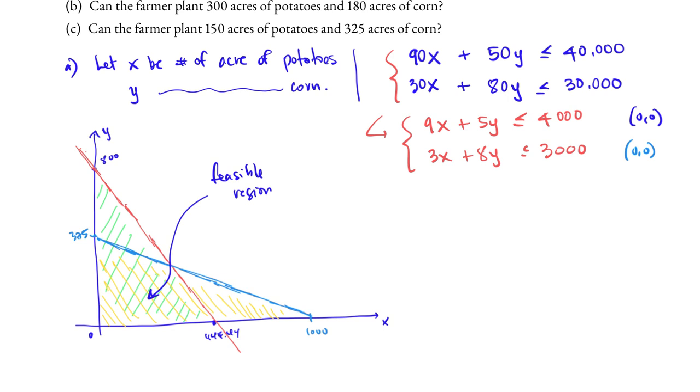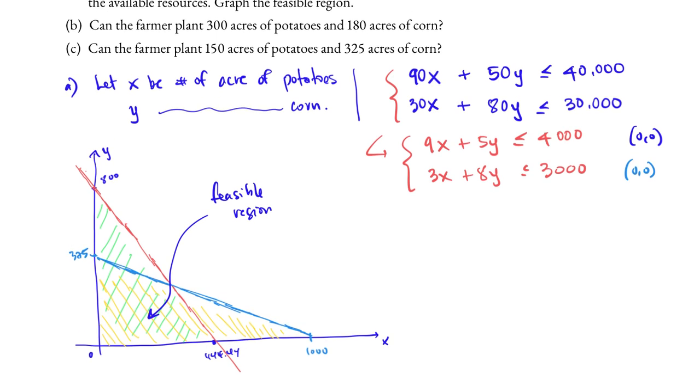Can the farmer plant 300 acres of potatoes and 180 acres of corn? First, since we let x be the number of acres of potato, we have x equals 300, and similarly y equals 180. The question is simply asking if the point (300, 180) is in the feasible region, in both regions that we shaded twice. And when x equals 300, y equals 180, we see that that point is indeed in the region that we counted twice. So the answer is yes.